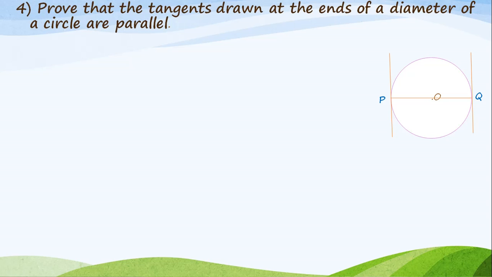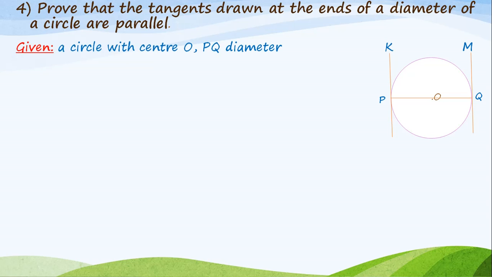Fourth question. Prove that the tangents drawn at the ends of a diameter of a circle are parallel to each other. In this case, we draw a circle with center O. O is the center of the circle. PQ is a diameter. At the ends of the diameter, we draw two tangents. These two tangents are parallel to each other. We have to prove this.